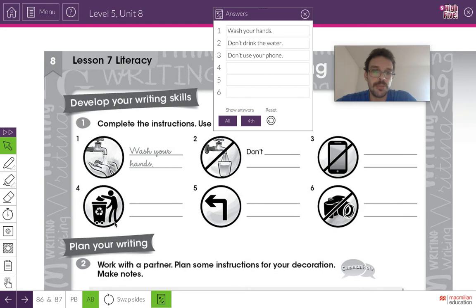What's instruction number 4? Let's have a look. There's a man and he's putting something in the bin, right? In the bin, the basura. So the imperative is put the rubbish in the bin. Poner la basura en el papelera, okay? Put the rubbish in the bin.